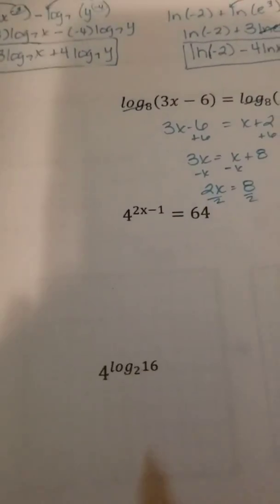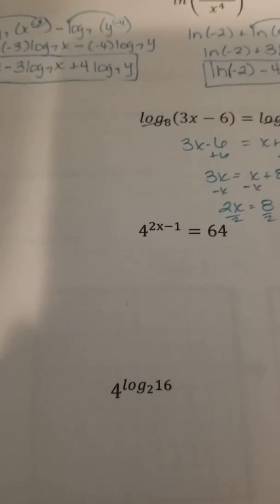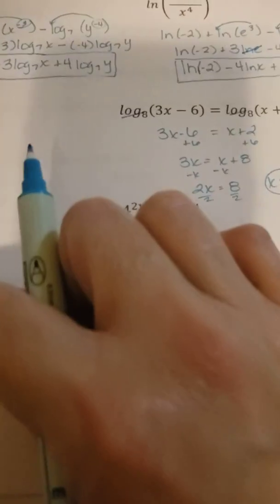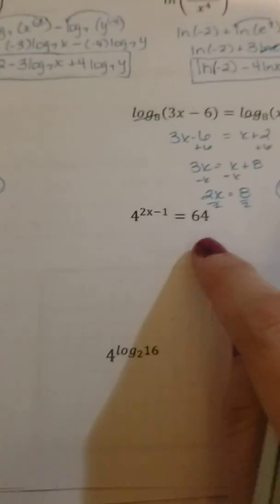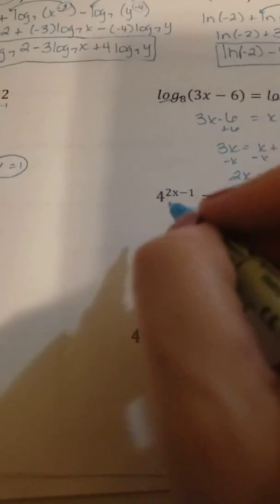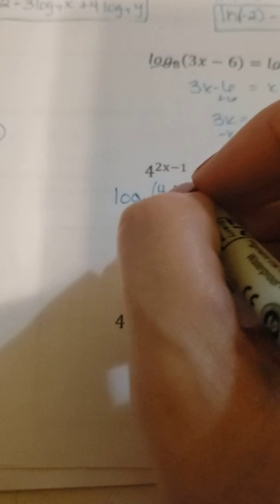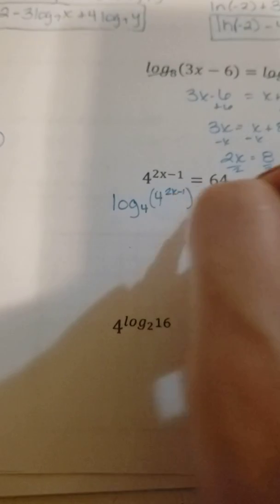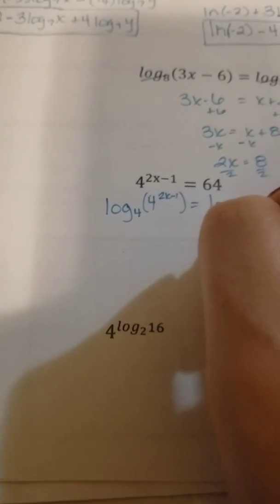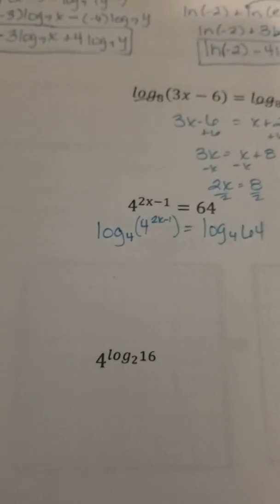Now over here, I'm going to use a logarithm to solve this one. You could solve it the same way that we just did this one here, but we're going to use a logarithm to solve this one. So I have 4 being raised to an expression that has an exponent in it. So I'm going to reverse that by doing log base 4 of 4 to the 2x minus 1 power equals log base 4 of 64.